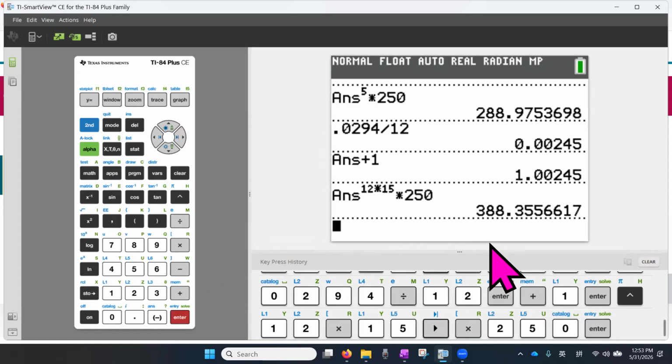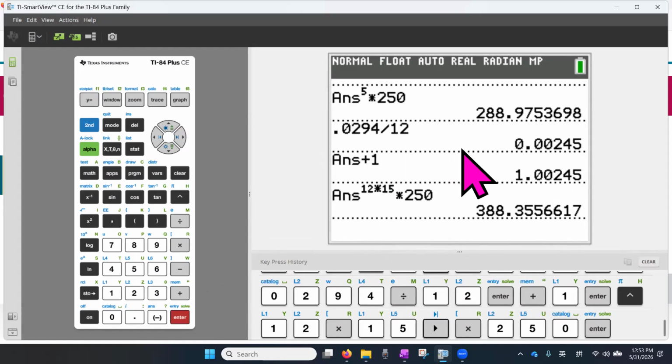So if the interest is compounded, let me double check. This seems a little bit too high. 0.0294 divided by 12 and add a 1 and raise to the power 12 times 15 and then times 250. Okay. I know what happened. I made a mistake earlier. Here it's supposed to be 15. I think I typed it wrong. So let me redo part A, okay?